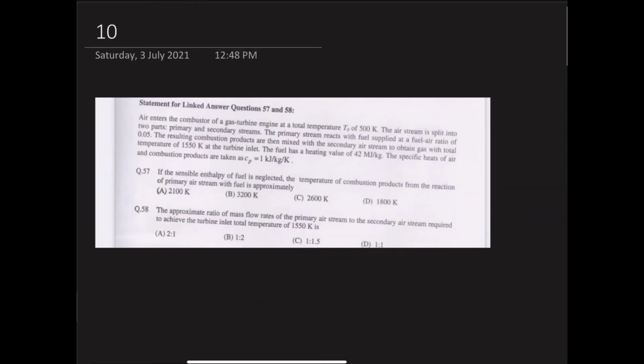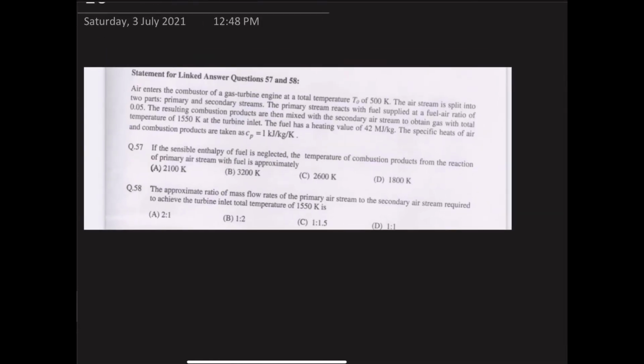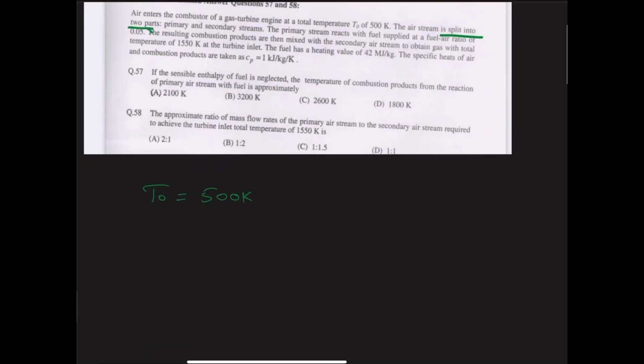Question number 10. So this is a linked question. Air enters the combustor of a gas turbine engine at a total temperature of 500 Kelvin. The airstream is split into two parts. Like there's a mass flow rate of air coming in which gets split into two parts. So one is primary air and the second one is secondary air. So this is the secondary air.